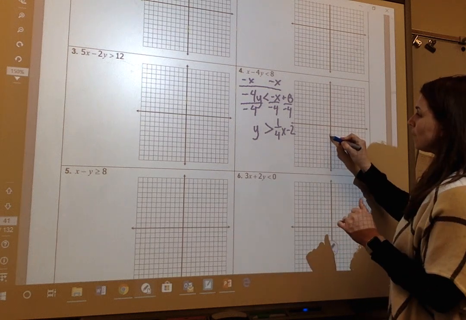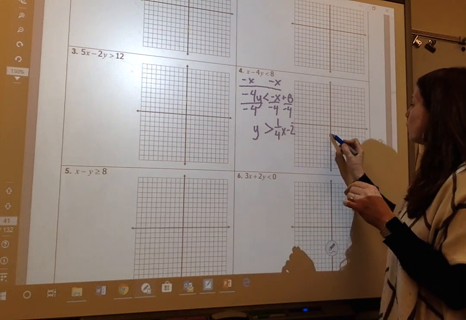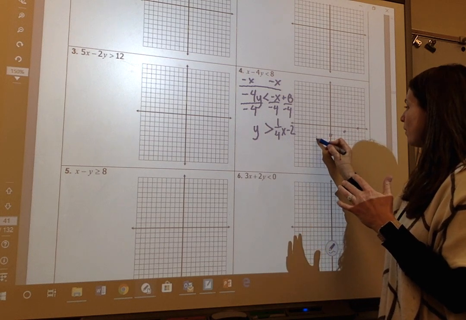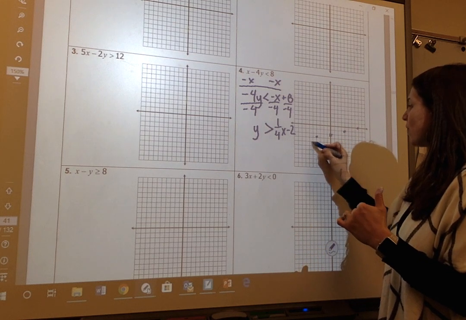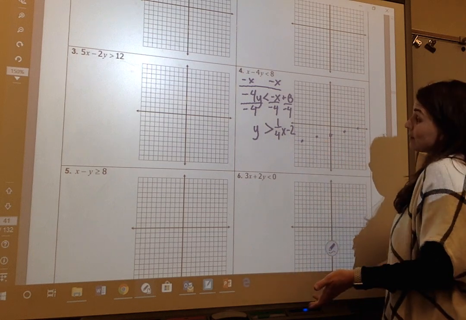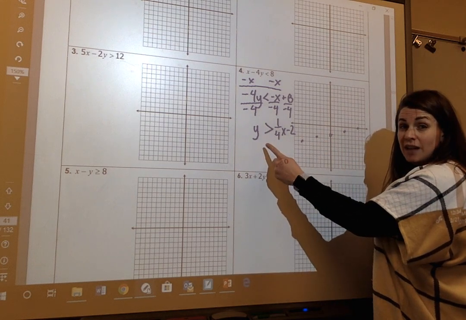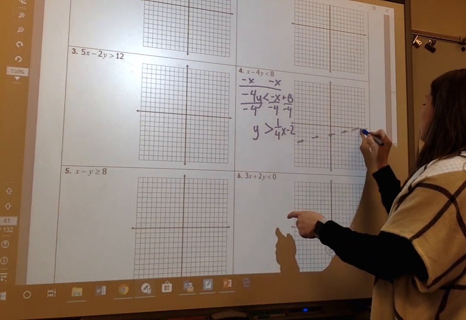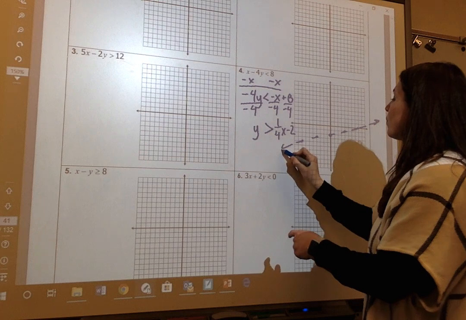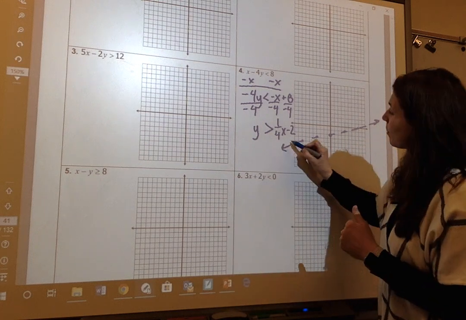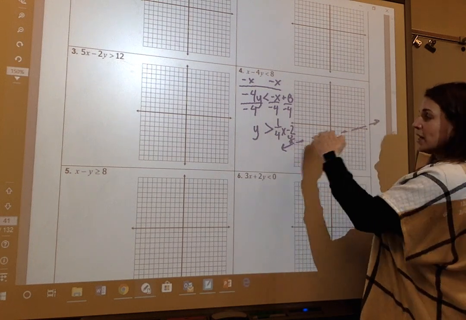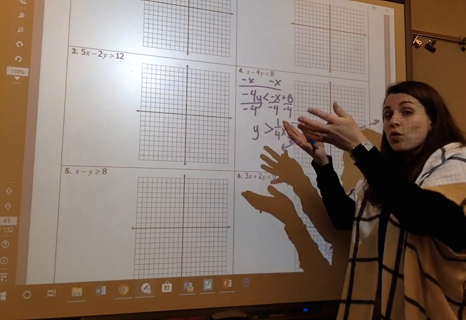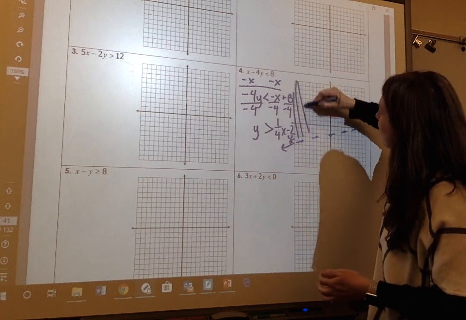So my beginning point's -2. My slope is positive 1/4, so I go up 1/4, up 1/4, and I'm going to repeat that pattern on the other side by going down 1/4, down 1/4. And then I ask myself, is it a solid line or is it a dotted line? Because it's just greater than, it's going to be a dotted line, a dashed line. I'm still going all the way through, arrow on both ends. I'm going to draw a picture of my skier. So the positioning is here. He's going uphill. So where am I going to shade? Well, it says that y is greater than. So I'm going to shade above my skier.